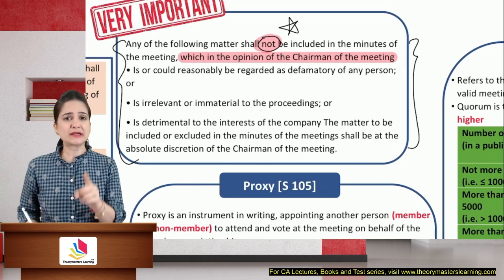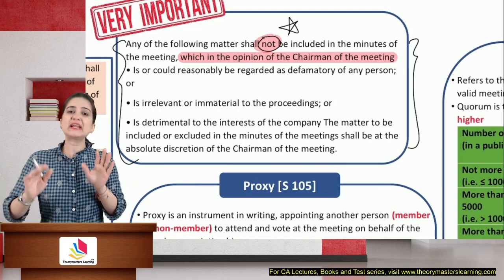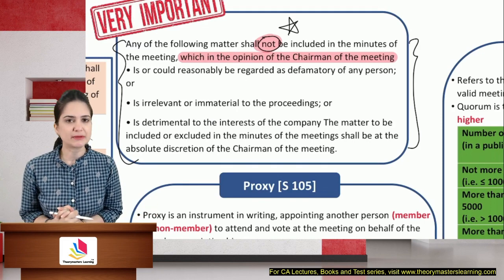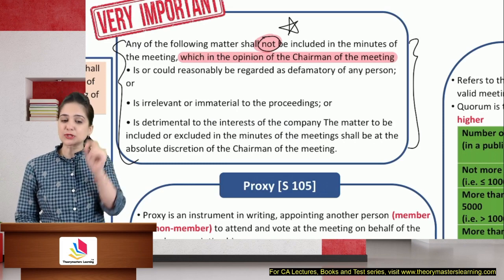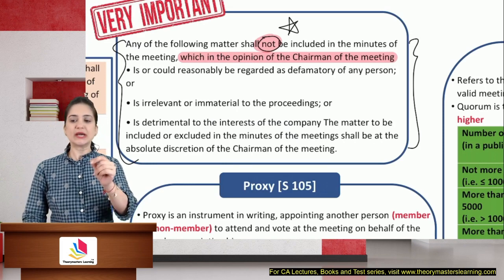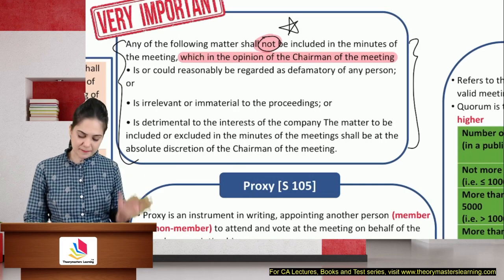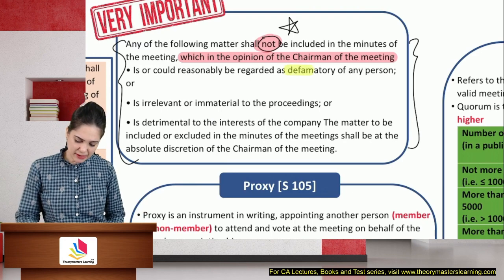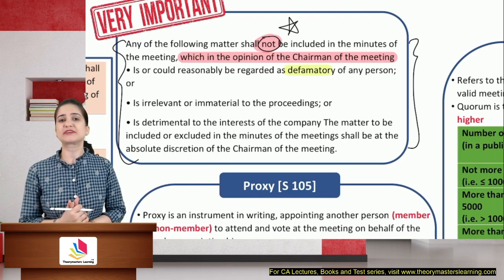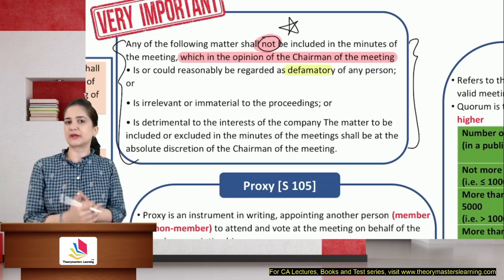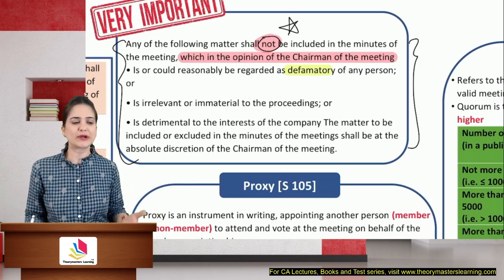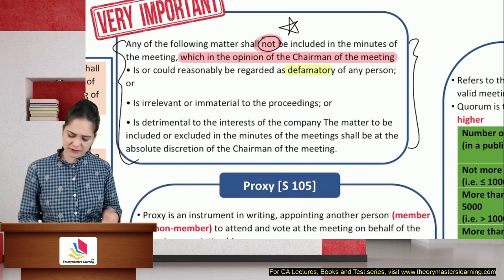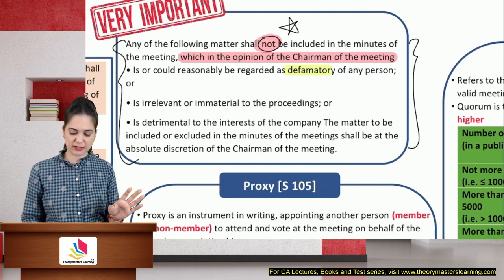But the chairman will have absolute discretion in whatever is to be written in the minutes book. The chairman will decide what should be included and what should not be included in the minutes, and his decision will be final. So if the chairman feels that it may be defamatory of any person, defamatory means it affects the goodwill, the reputation of the person against whom that statement is made. If he feels that no, it's quite derogatory, it is unfair on that person's goodwill or personality, then if he considers it as defamatory, he may disallow the information from being published.